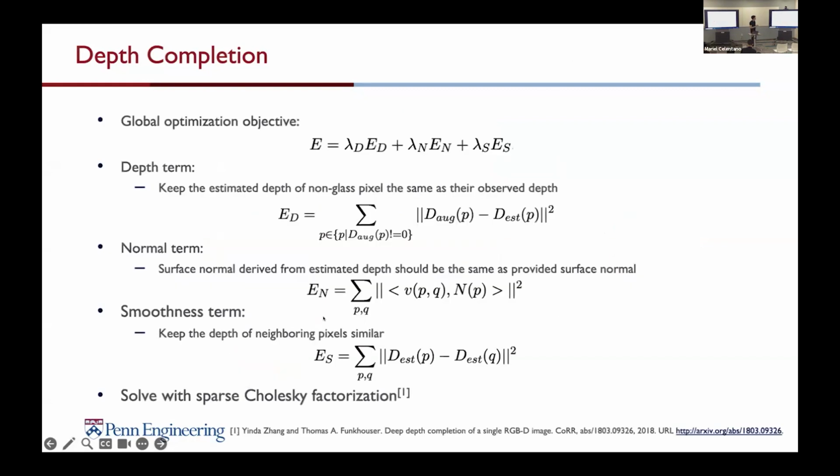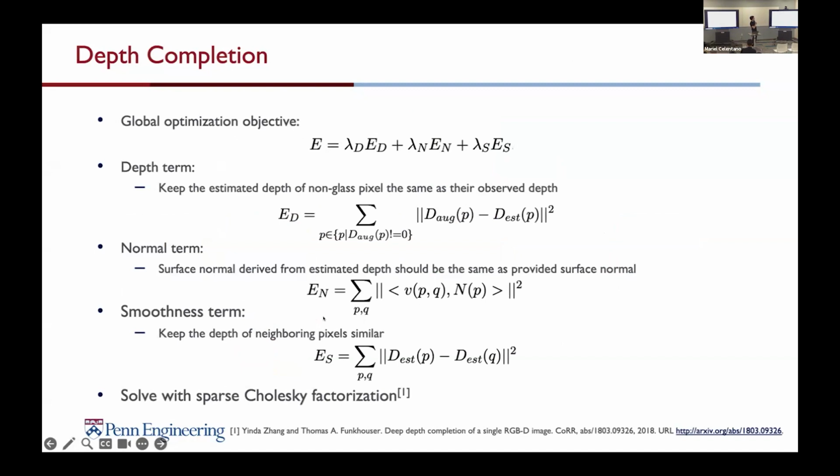Now this part, shaping the depth completion problem as a global optimization problem, actually comes from one of the previous works where the author defined this global optimization objective. And the global optimizer for this problem is the final output depth we use.